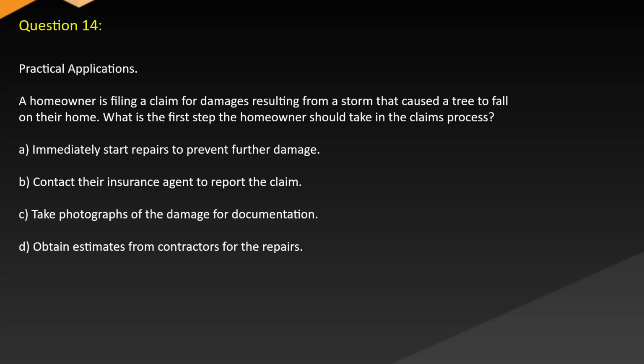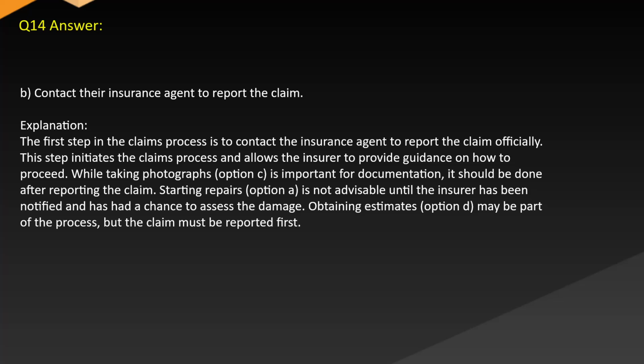Answer: B. Contact their insurance agent to report the claim. Explanation. The first step in the claims process is to contact the insurance agent to report the claim officially. This step initiates the claims process and allows the insurer to provide guidance on how to proceed. While taking photographs, option C, is important for documentation, it should be done after reporting the claim. Starting repairs, option A, is not advisable until the insurer has been notified and has had a chance to assess the damage. Obtaining estimates, option D, may be part of the process, but the claim must be reported first.